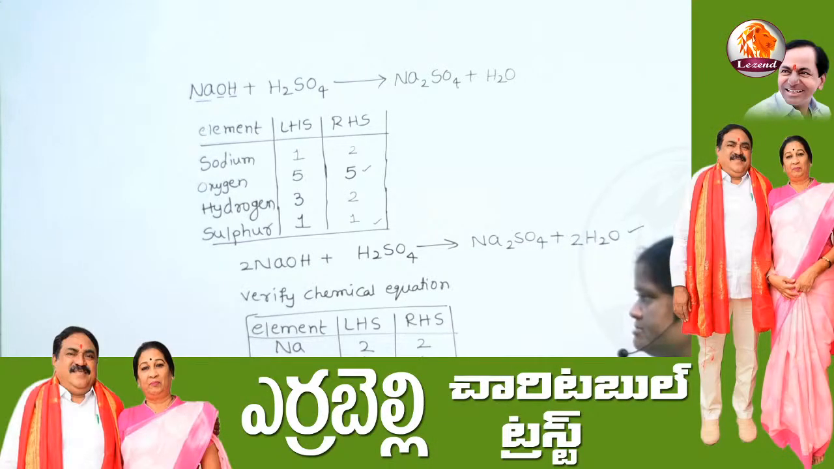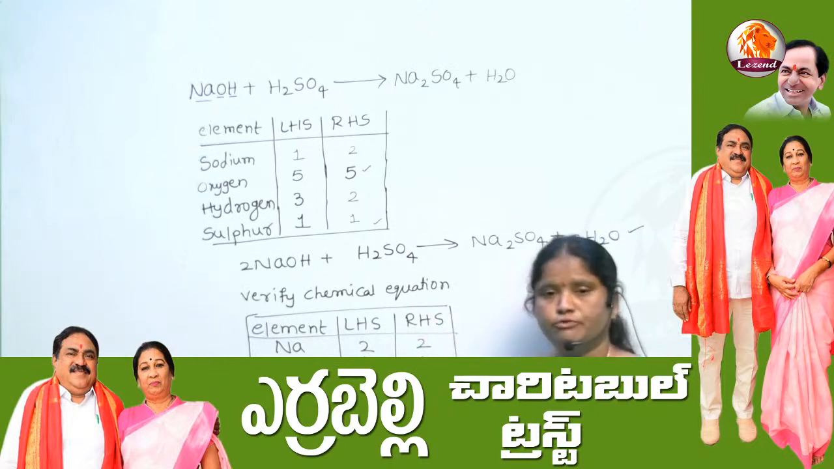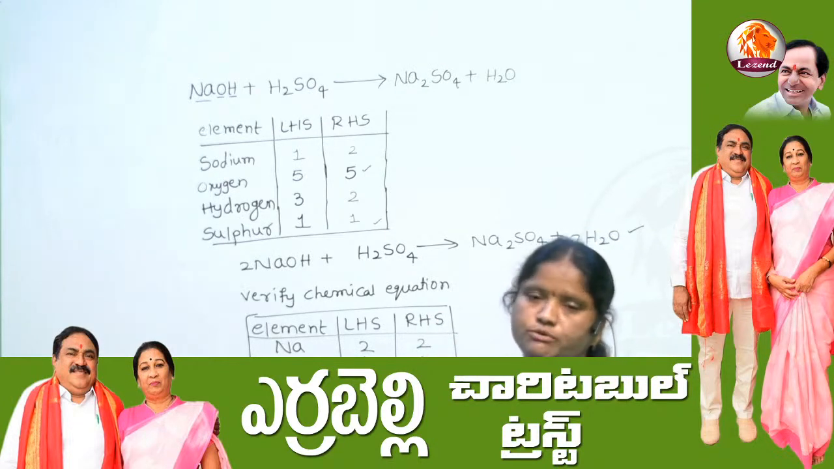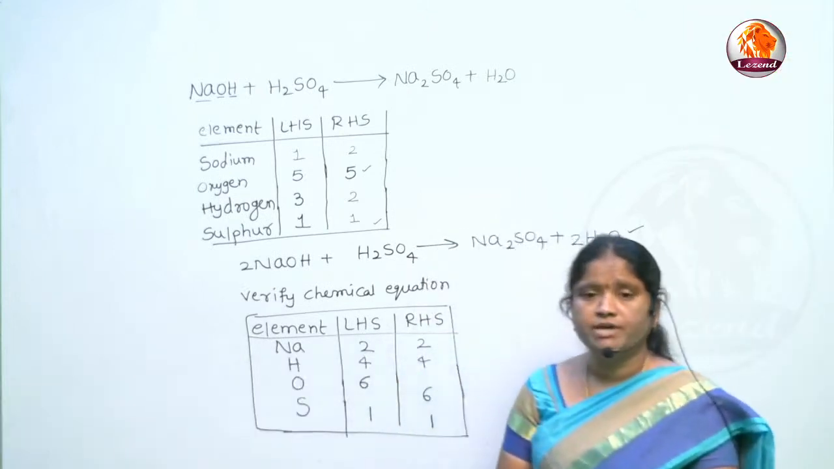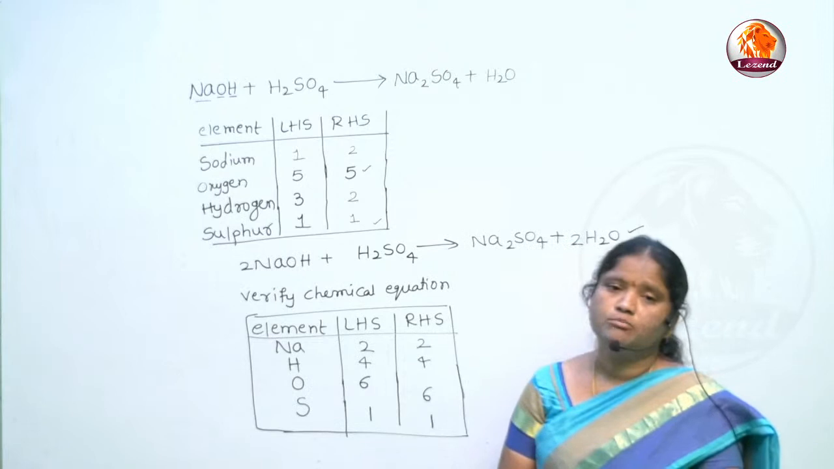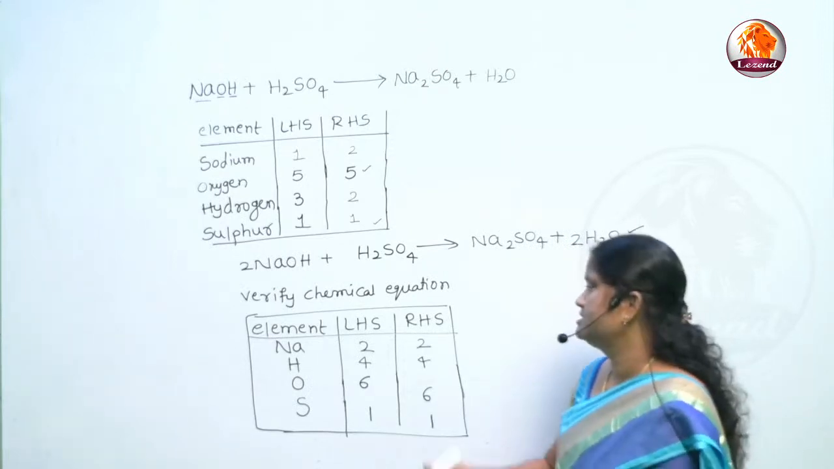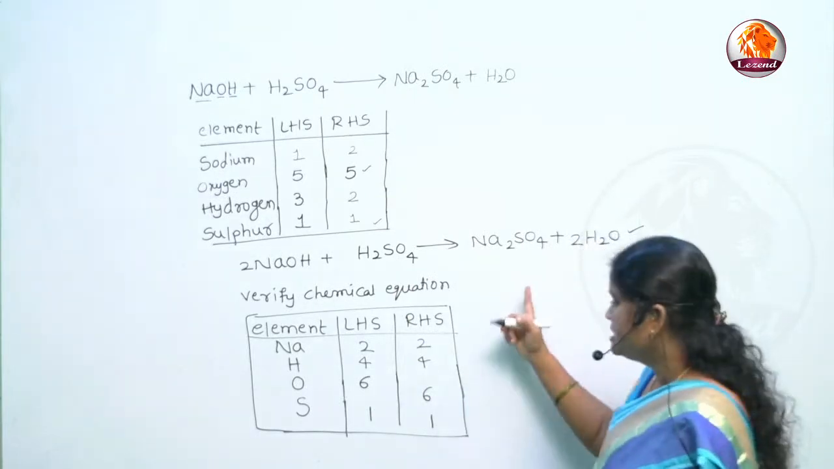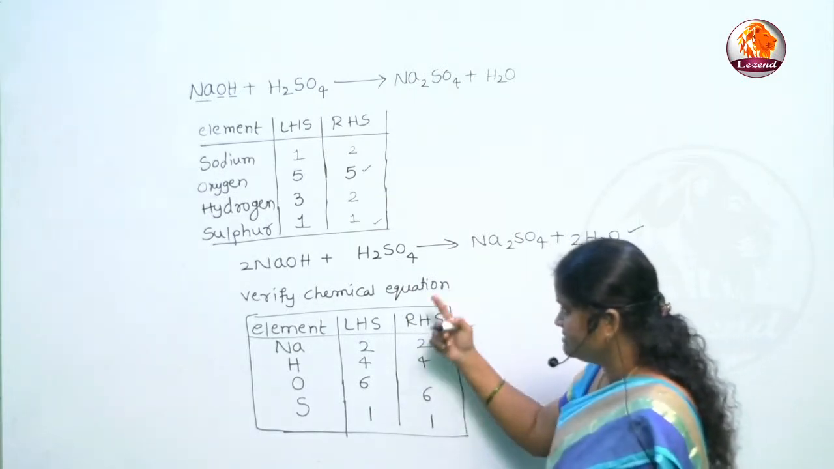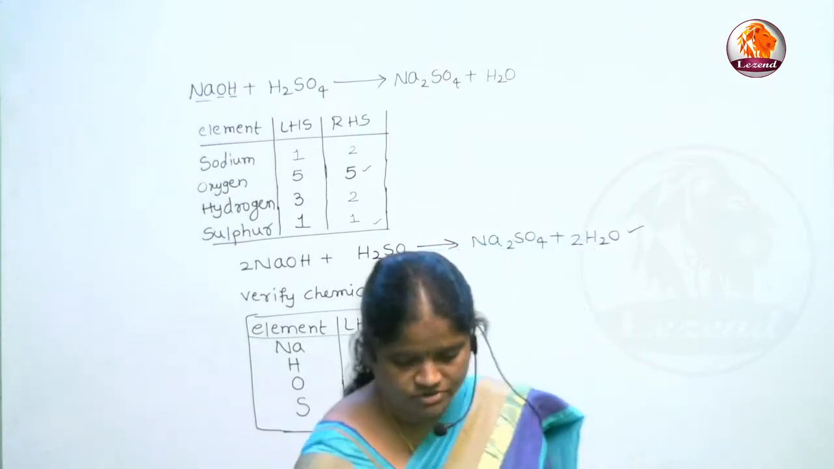If it is not possible, there is no need to go for step 3. And in step 4, we have to verify the given chemical equation again. After balancing the chemical equation, we need to verify whether the atoms of each element on both sides have become equal or not. Then we can confirm that the given chemical equation has become balanced. Okay, so this is the balanced chemical equation. In this way, we need to follow 4 steps for the given chemical equation.